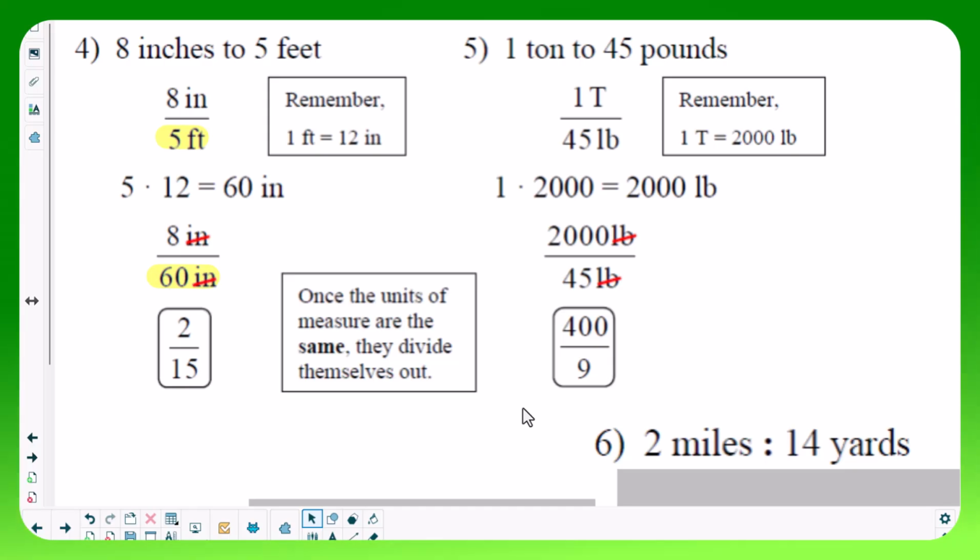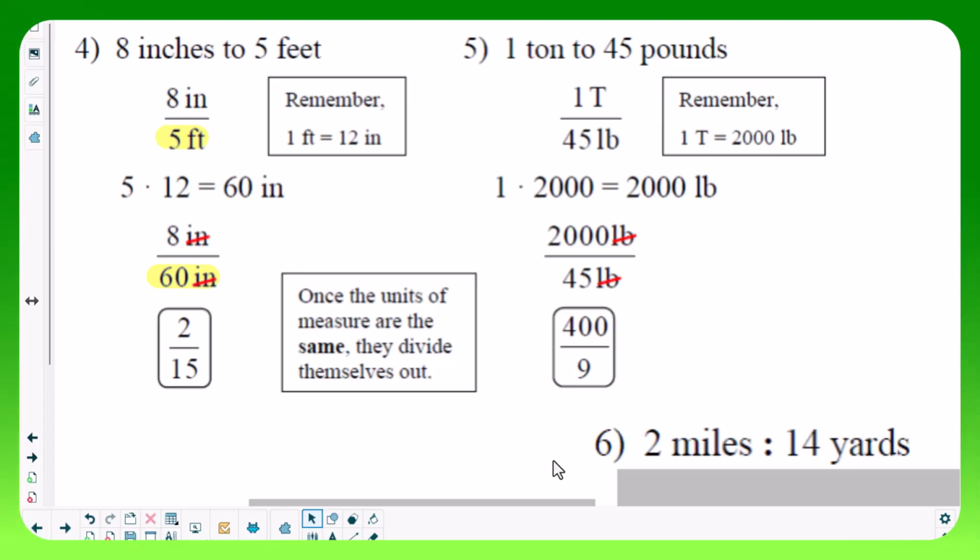In question number 5, we have 1 ton to 45 pounds. We do use capital T to abbreviate tons, and every ton is 2,000 pounds. Now, a question I get from students is, how do we know which one to change? Should I change the tons or should I change the pounds? I generally recommend, I think it's easiest to change the measurement that is larger. Tons are definitely bigger than pounds, feet are definitely bigger than inches, and that's the one that we changed.